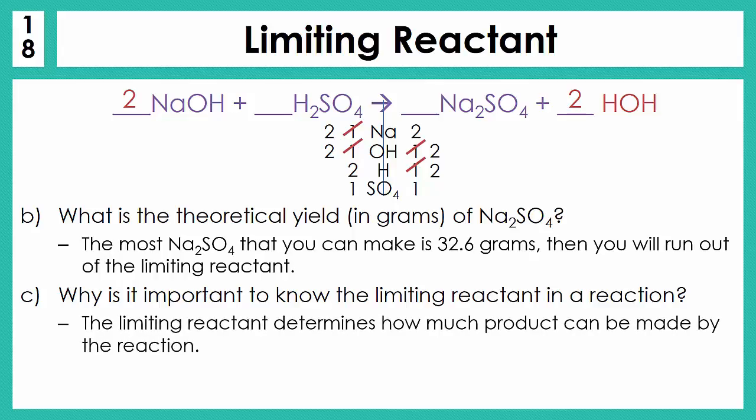So it's important to know the limiting reactant in a reaction because it determines how much product I can make during the course of the reaction. So it might be that I'm aiming for a specific amount. It might be that maybe one of my reactants is expensive, so I want to make sure whenever I do the reaction that I don't waste any and that I use it all to make product.